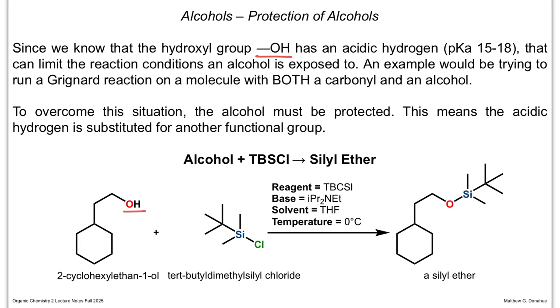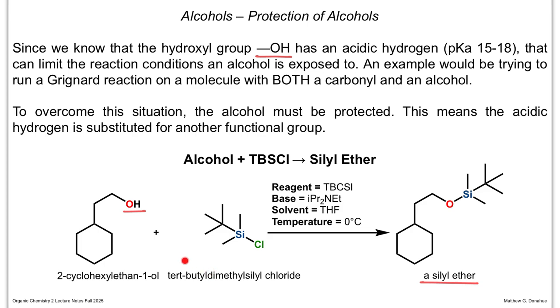From the starting material to the product, we're generating an ether. It's called a silicon ether because the oxygen's bonded to a carbon and a silicon. So a silyl ether. And really what that silicon is doing, it allows us to retain the oxygen in the molecule, but since there's no H, we've removed that acidic functional group.